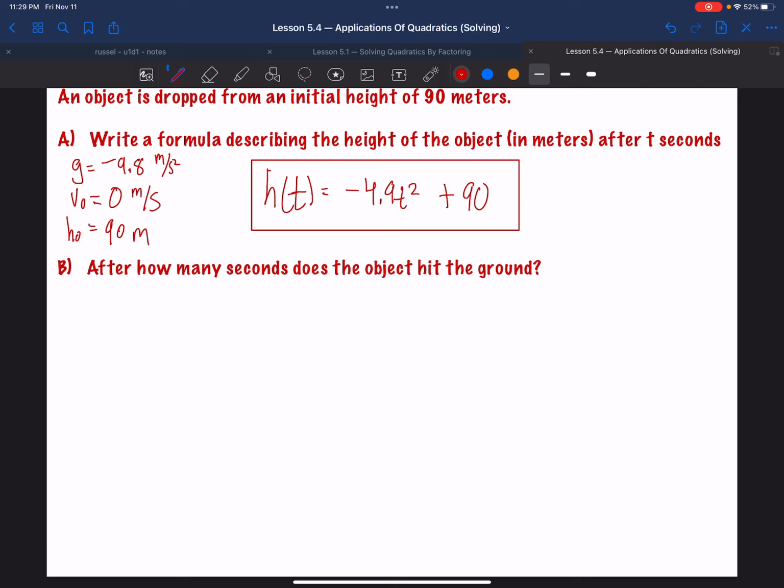Part B, after how many seconds does the object hit the ground? So that's our goal. We want to figure out when this thing hits the ground. So what we're looking for is the x-intercept, or in other words, the roots, right? So I say, when does h of t equal 0?